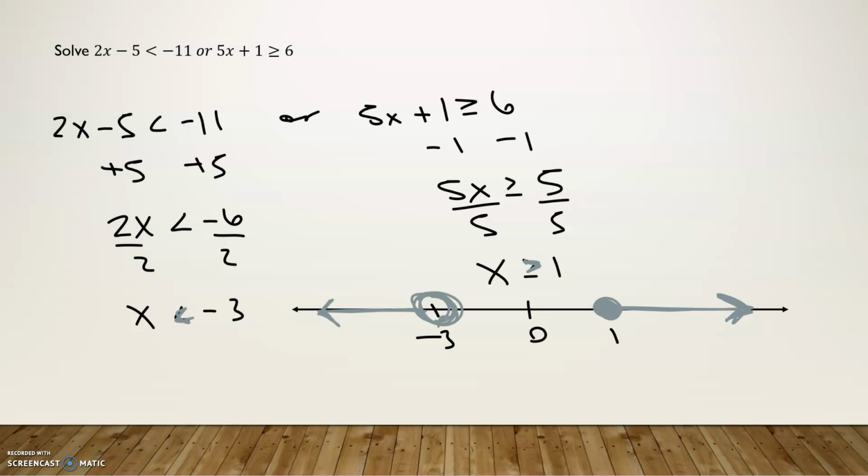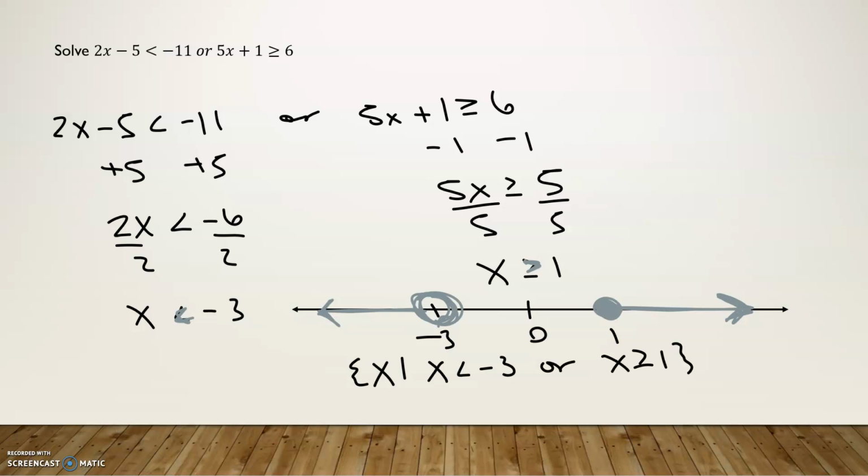If we were to put this in set builder notation, x such that x is less than -3 or x is greater than or equal to 1.